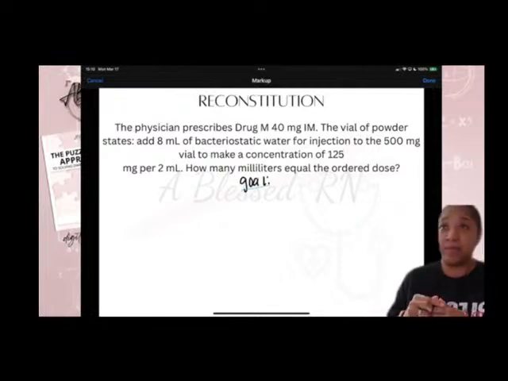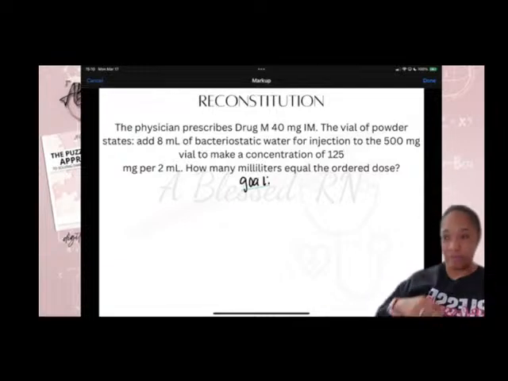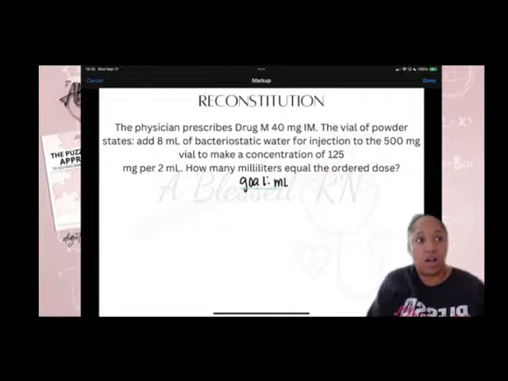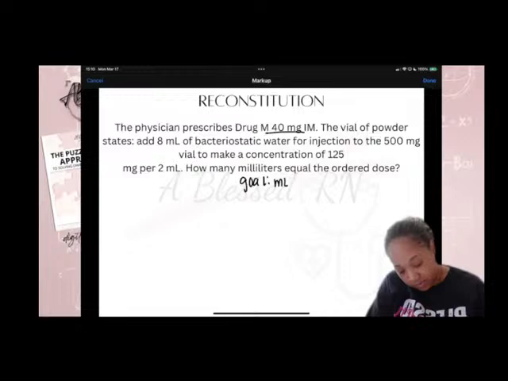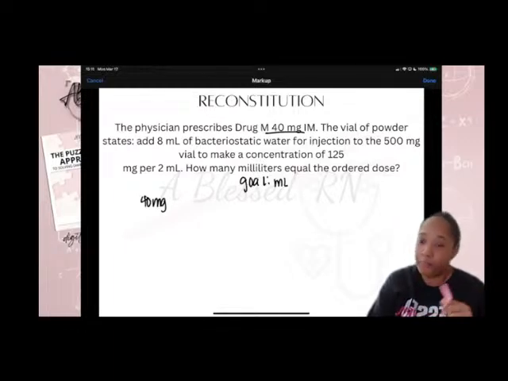Okay, did we come up with a goal? Milliliter, right? Okay. So, what is the order amount? 40 milligrams. So we need that. Okay. What is the concentration of the medicine after it has been reconstituted?